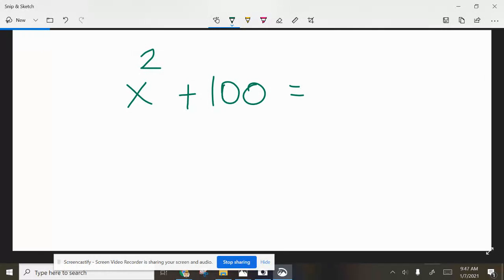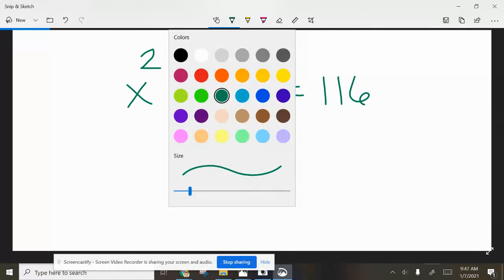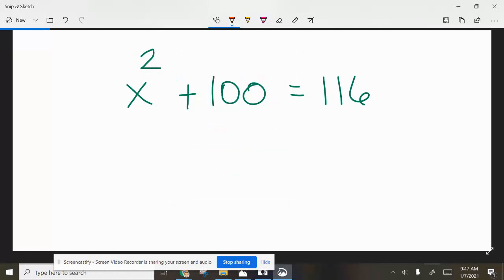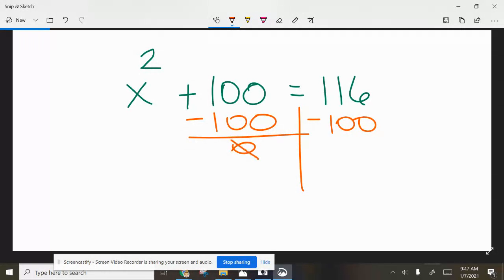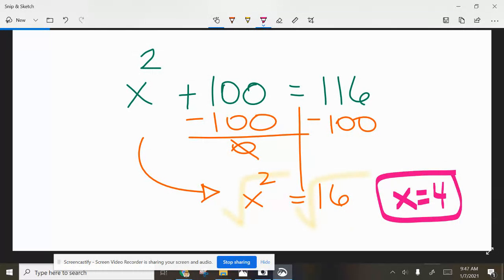Let me give you an interesting one. All right, go ahead and solve this one. All right, x squared equals 16. Oops, I chose the wrong marker there. But x is going to equal 4.